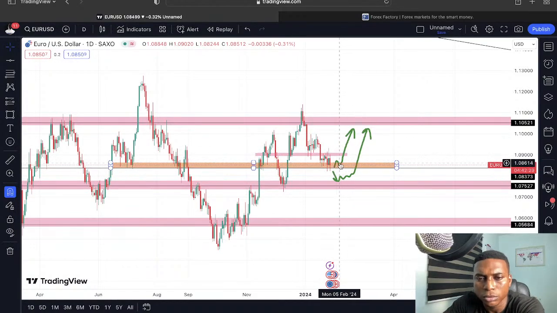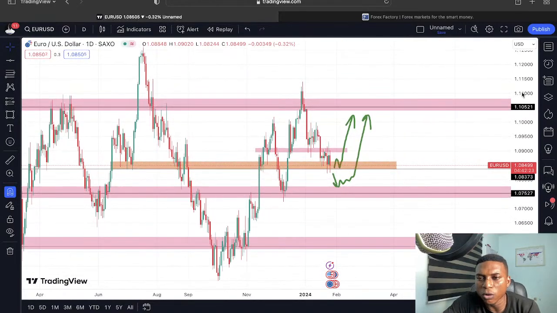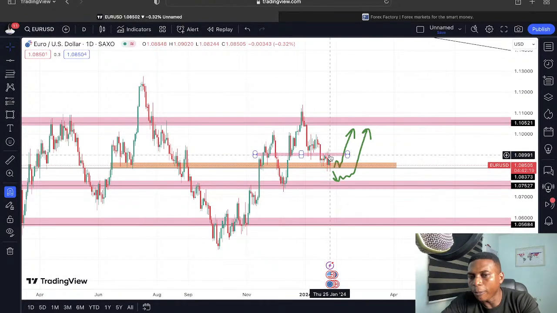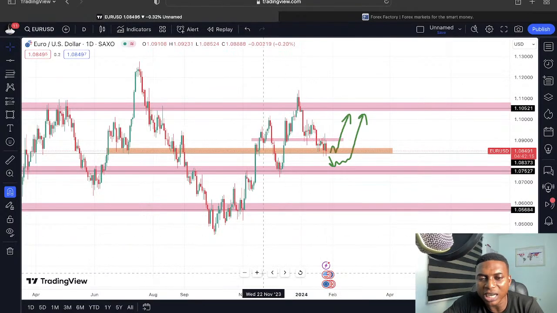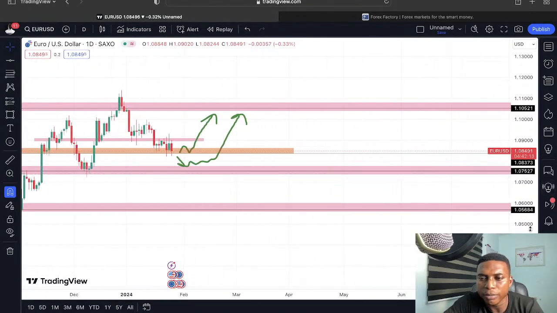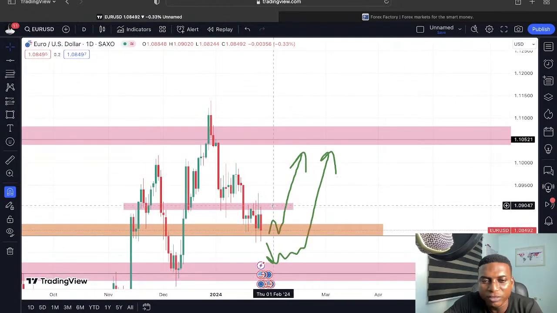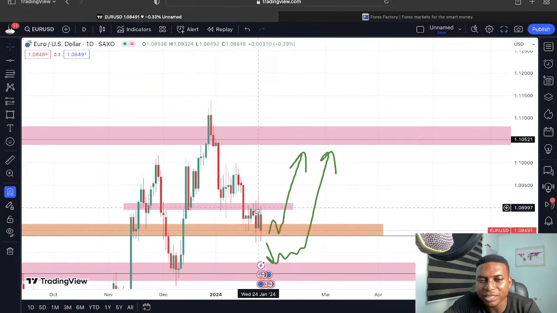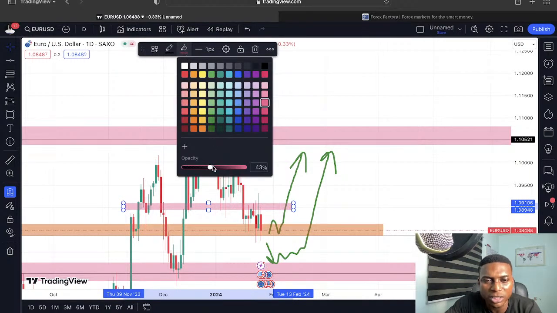Then for those who might like to wait for confirmation, one of the confirmations I will just give to you that can validate the upside movement of this market is to watch out for a market close above this level. Okay, watch out for market close above this level. Let me make it more thick.